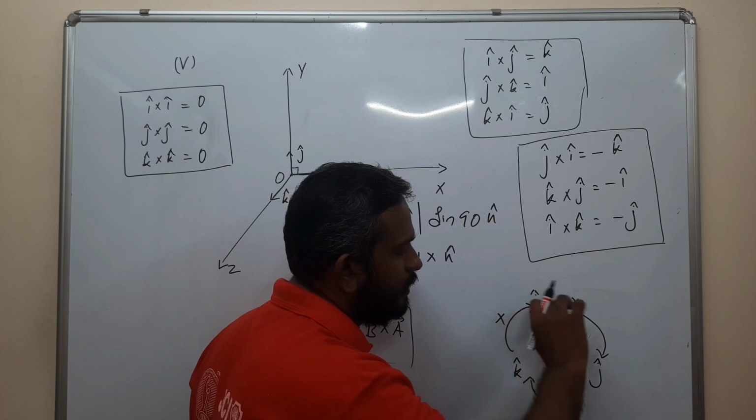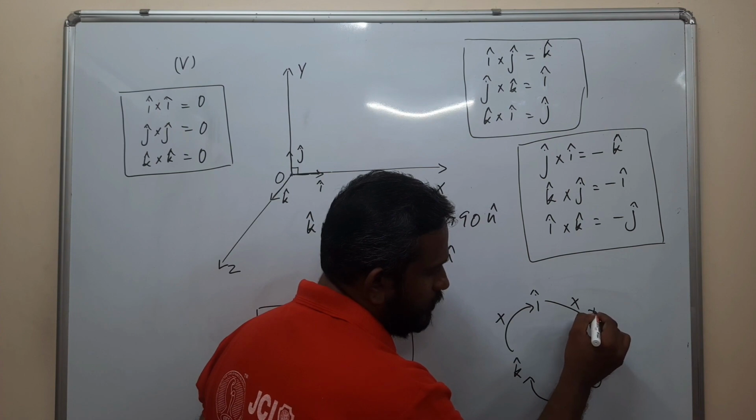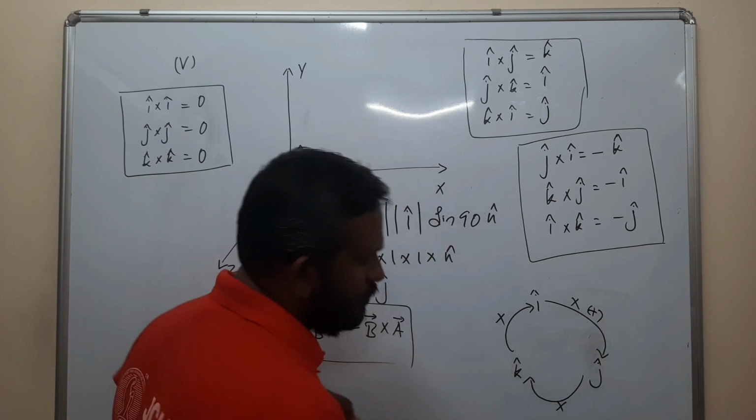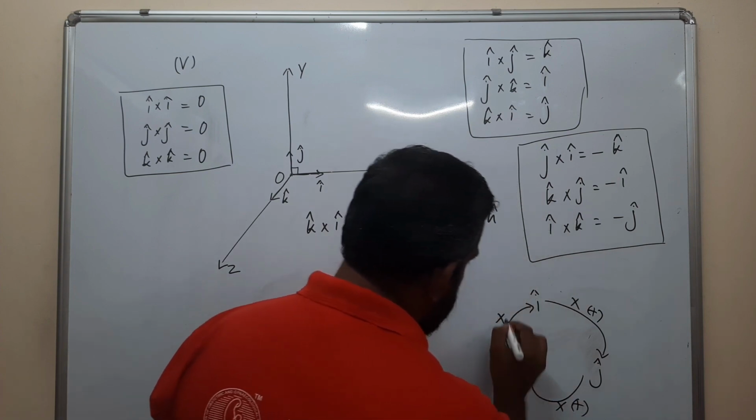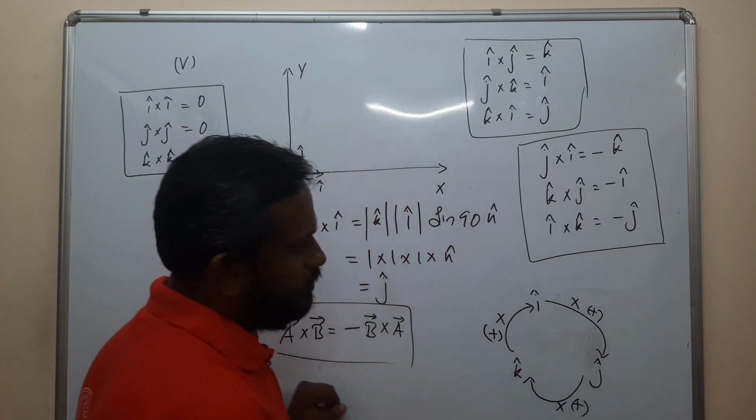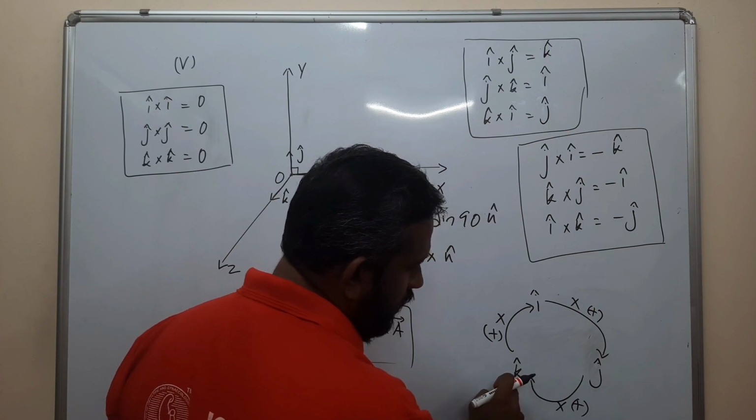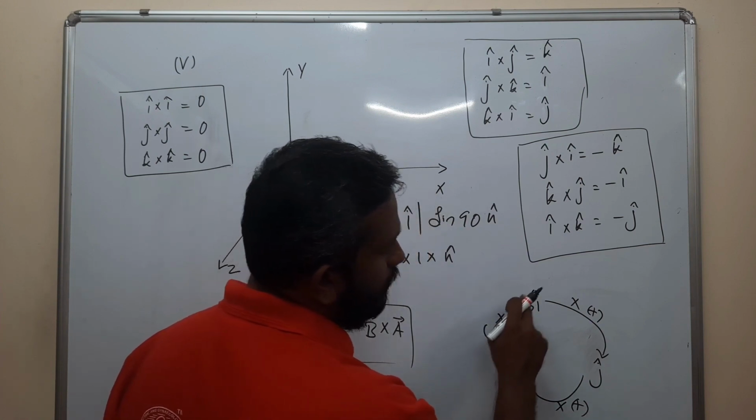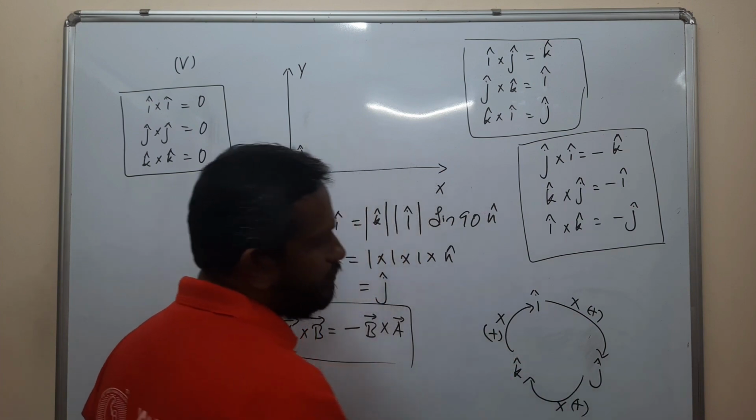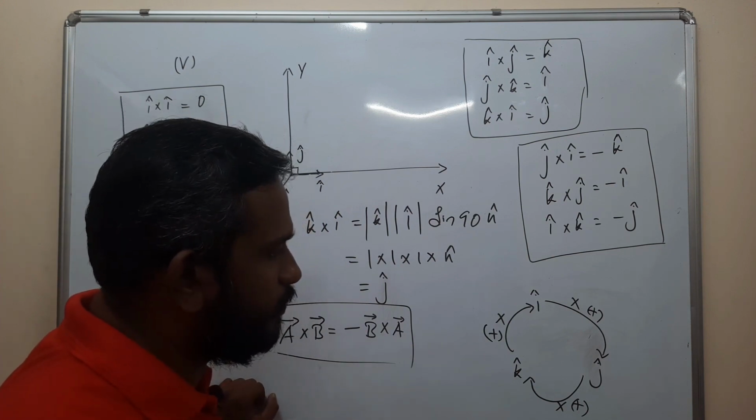These are all positive. I cap cross j cap, we will get plus k cap. Then j cap cross k cap, we will get I cap. And k cap cross I cap gives j cap. So it is in the clockwise direction, and the results are positive.